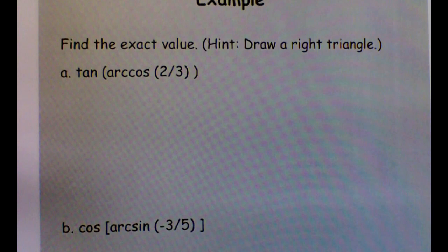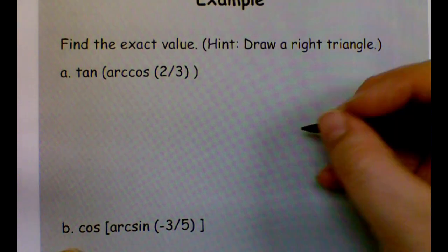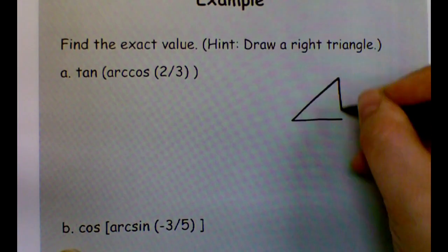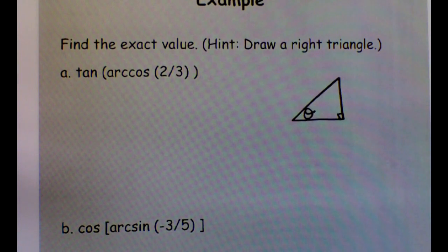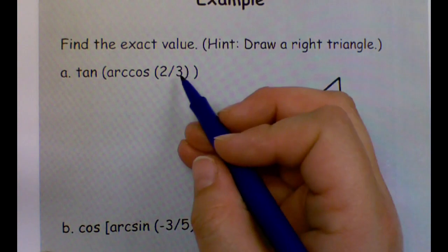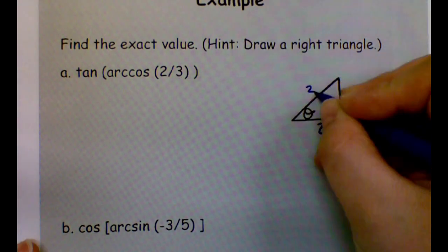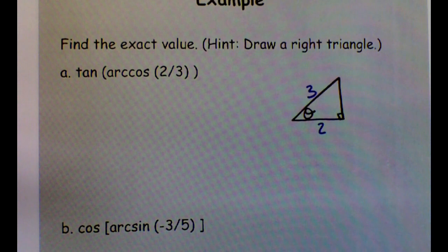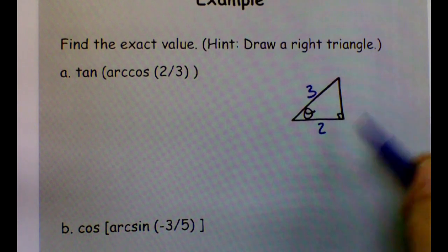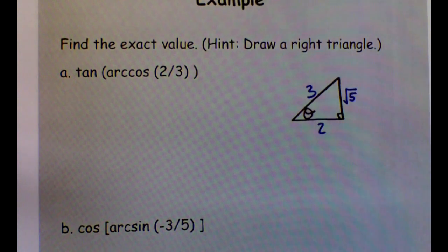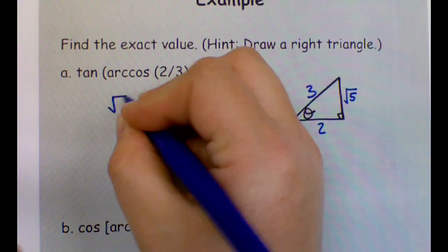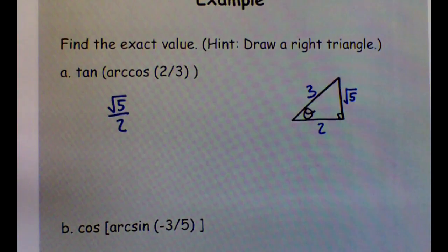All right, these ones we're going to draw some triangles for. So, tangent of the arccosine of 2/3. The nice thing is, if they're both positive, then our angle's in the first quadrant. Arccosine of 2/3 means this angle has a cosine of 2/3, which means adjacent over hypotenuse. Tangent is opposite over adjacent, but I can use the Pythagorean theorem really quick to find that this is the square root of 5. So my tangent is the square root of 5 over 2, and there's my answer.